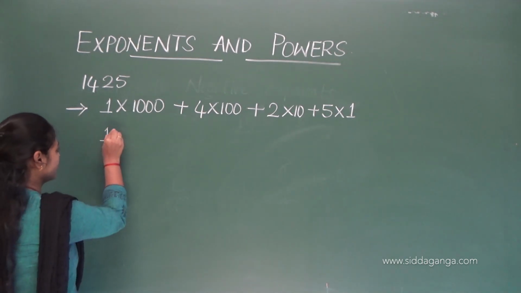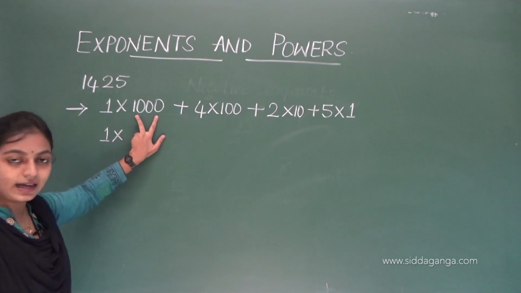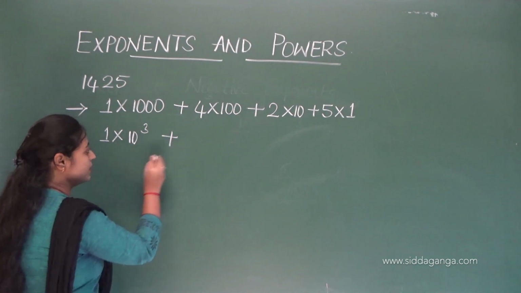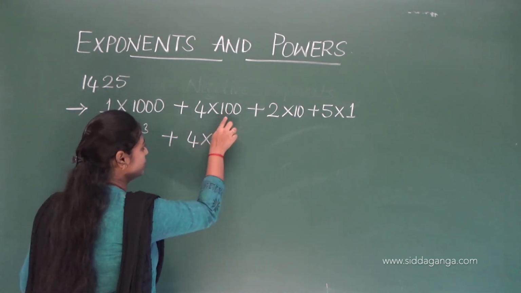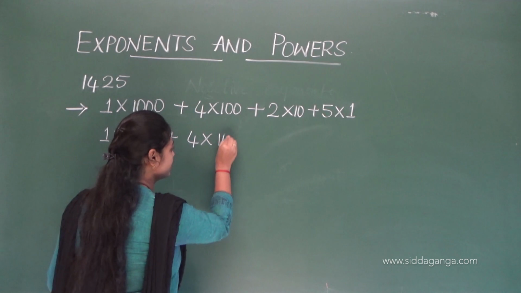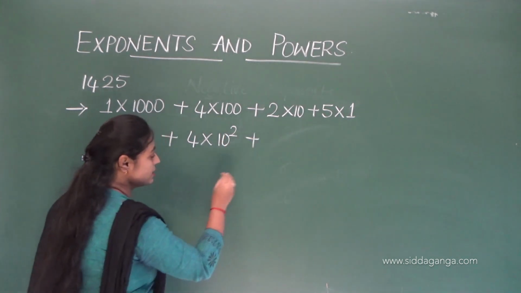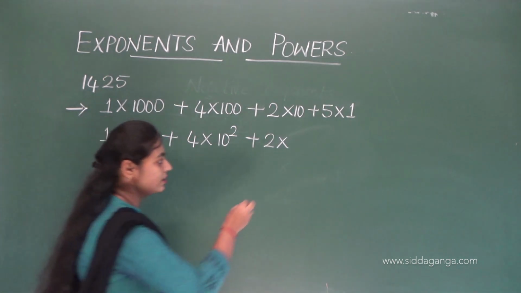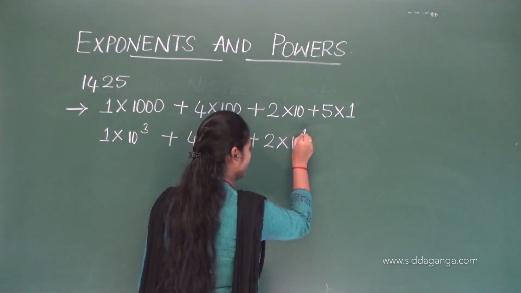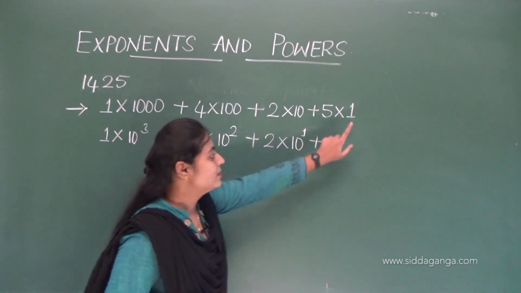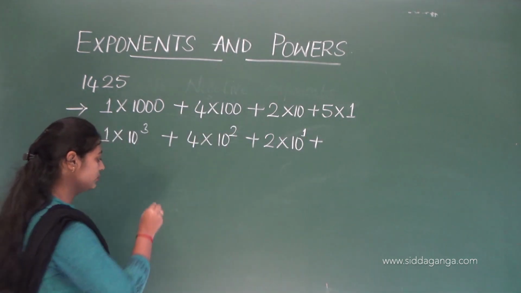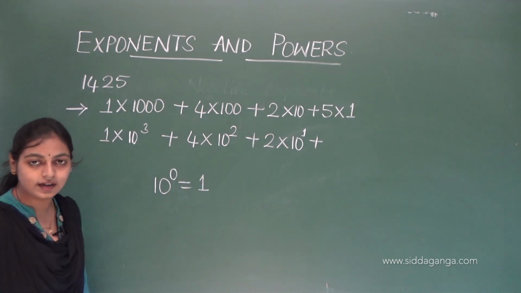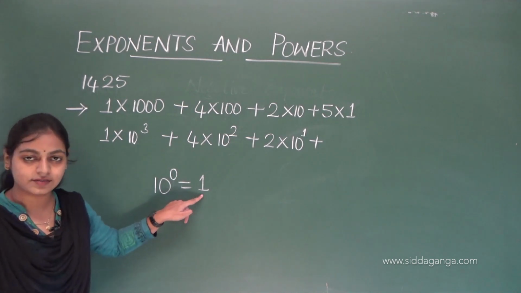Next, 1 into 1000 can be written as 10 cube, plus 4 into 100 can be written as 10 square, plus 2 into 10 raised to 1, which is nothing but 10. So 10 raised to the power 1 plus. How can we write 1? 10 to the power of 0 is equal to 1. 10 raised to the power of 0 is 1.